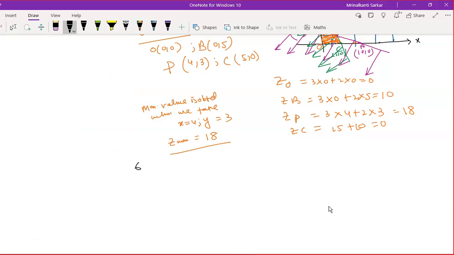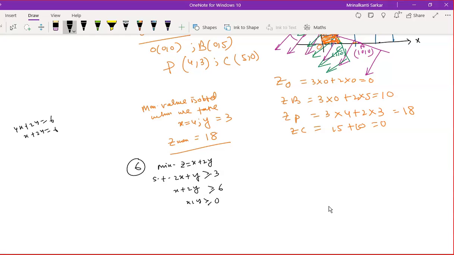You all can see one minimization problem. Minimize Z equal to x plus 2y subject to 2x plus y greater than or equal to 3, x plus 2y greater than or equal to 6. You can plot before I do it. So let me plot this.